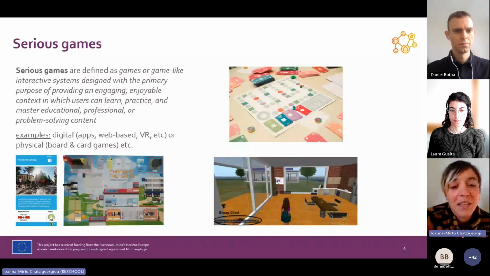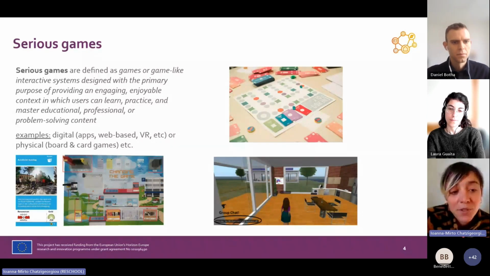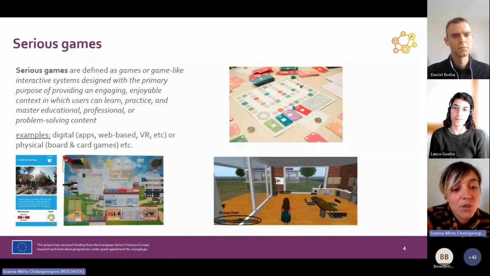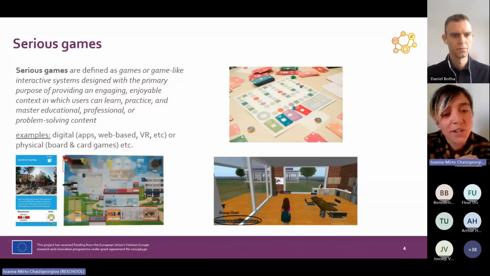Serious games are games, and the term means that they are mainly designed with the primary purpose of providing an engaging, enjoyable context in which users can learn, practice, and master educational, professional, or problem-solving content. Here we can see different types of serious games, digital ones or board games. All of these are focused on energy communities.